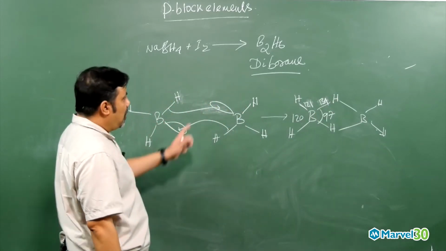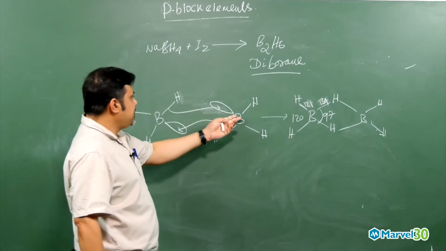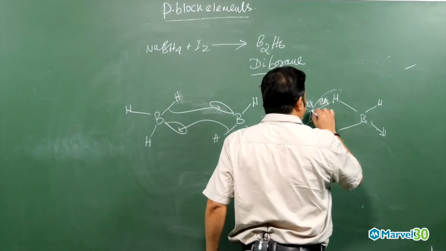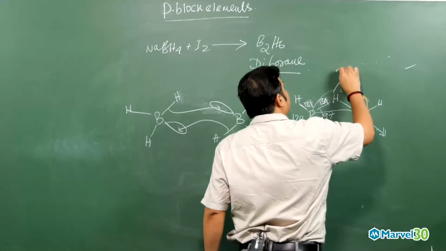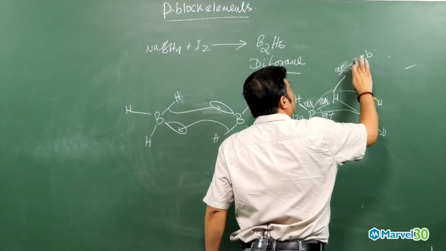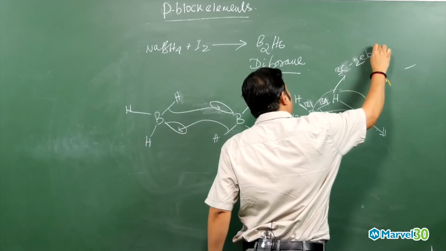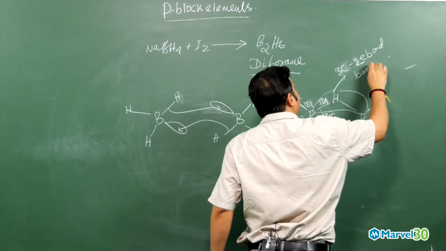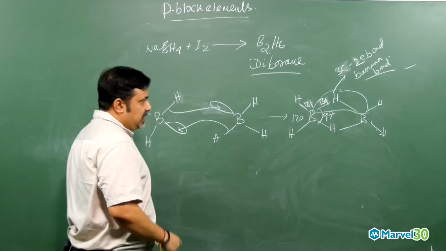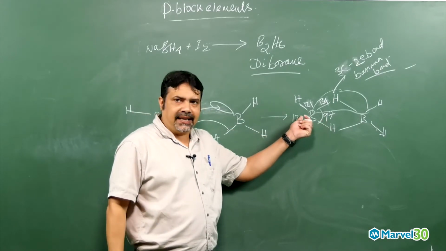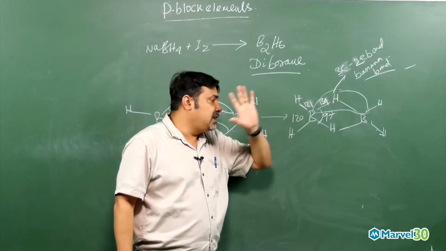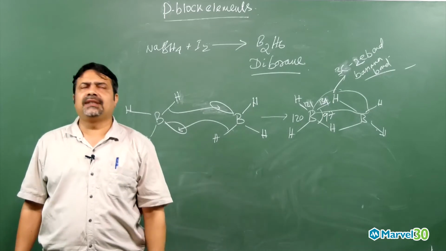Now this bond is 2 electrons shared between boron, hydrogen and boron. That is why this is called a 3 center 2 electron bond, between hydrogen and boron, or it is called a banana bond. This is an electron deficient substance. The inside bond angle is 97, the outside bond angle is 120, the outside bond length is 121 and the inside bond length is 134 picometer. These are the things you need to know.